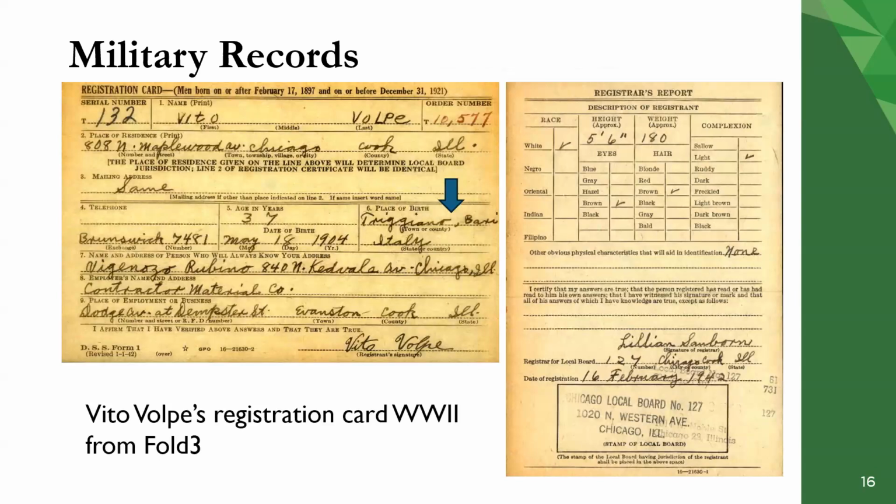And here's an example. This is Vito Volpi's registration card for World War II. And I got this off of Fold 3. And once again, where the arrow is, lists the town and its place of birth, okay? And on the flip side, it gives a description. So you kind of know what he looks like, which is always nice too. It kind of fills in the information that you have on your particular ancestor.